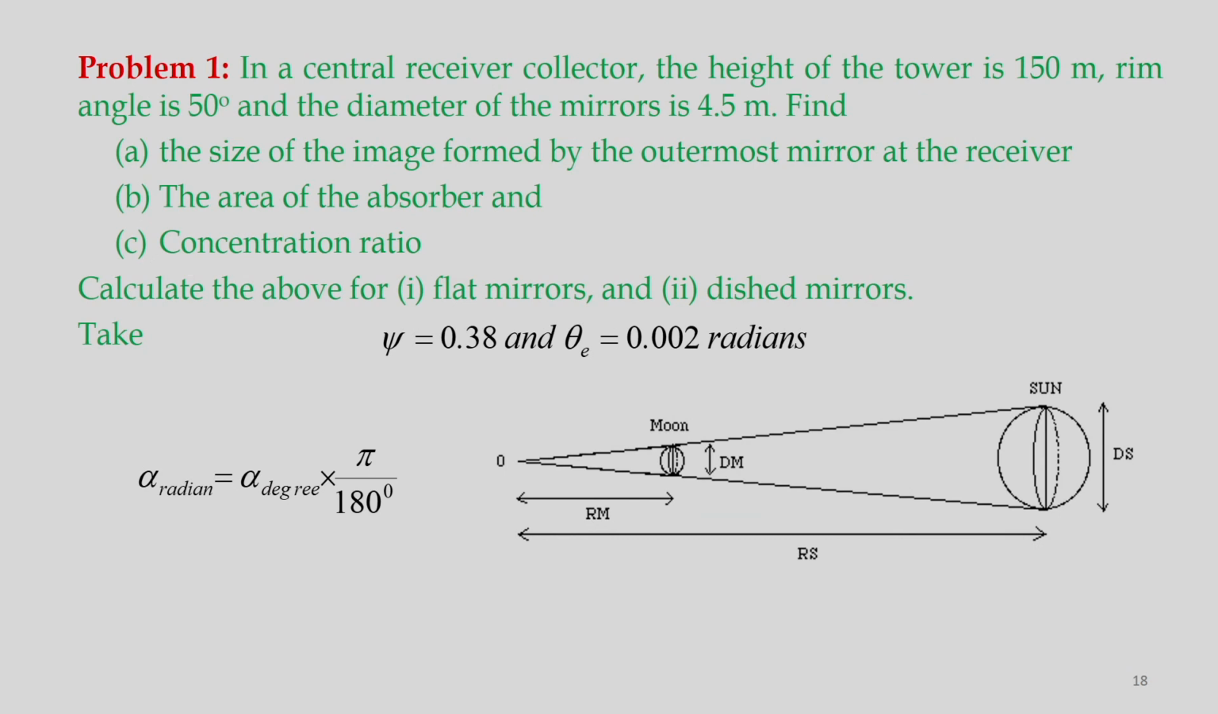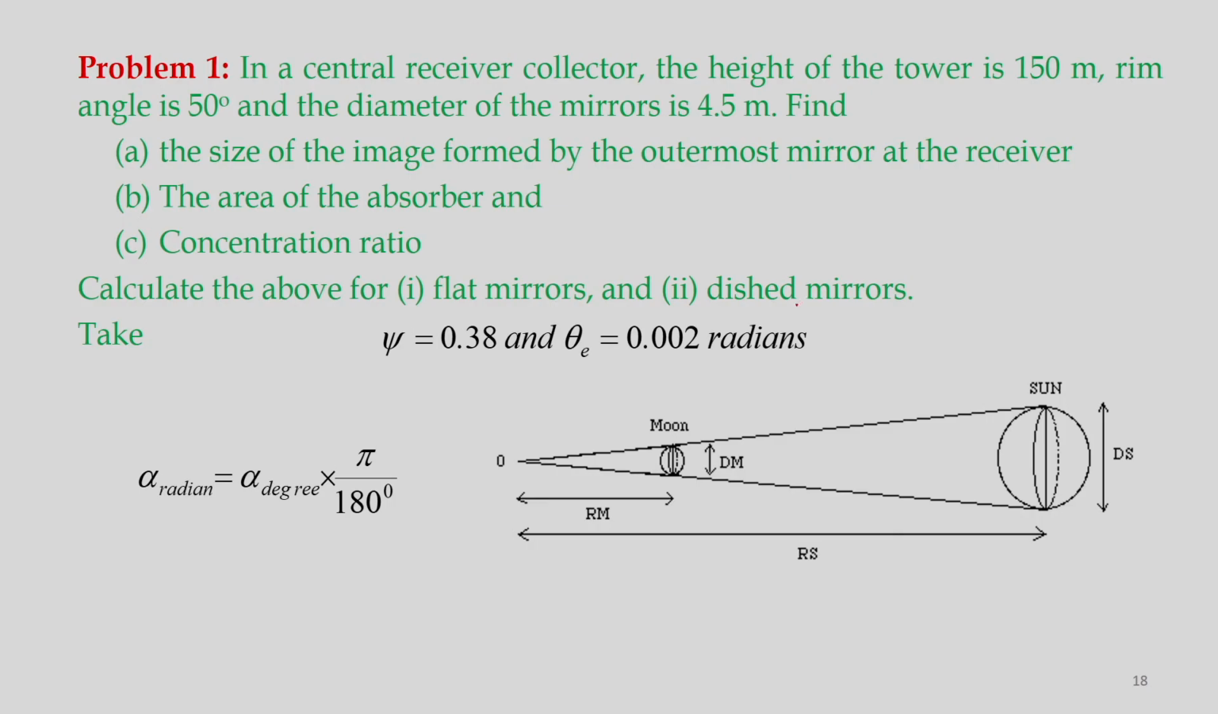So, if we take a problem, say in a central receiver collector, the height of the tower is 150 meter, the rim angle is 50 degree, and the diameter of the mirror is 4.5. We need to find the size of the image formed by the outermost mirror at the receiver. So, Li needs to be calculated, the area of the absorber and the concentration ratio need to be calculated, and this has to be calculated for two different cases, one for flat mirrors and the other for disc mirrors.